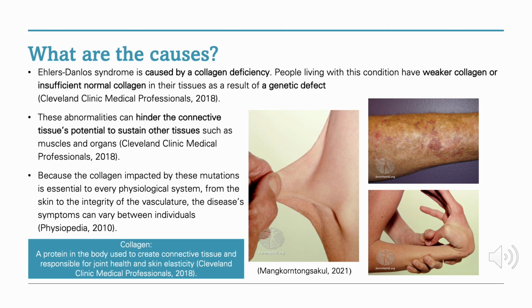Ehlers-Danlos syndrome is caused by a collagen deficiency. Collagen is a protein in the body that adds flexibility and strength to connective tissue and is responsible for joint health and skin elasticity. People with EDS have a faulty gene that leads to weaker collagen or insufficient normal collagen in their tissues. These defects can hinder the connective tissue's potential to support muscles, organs, and other tissues. Because the collagen impacted by these mutations is essential to every physiological system, EDS symptoms can vary between individuals.